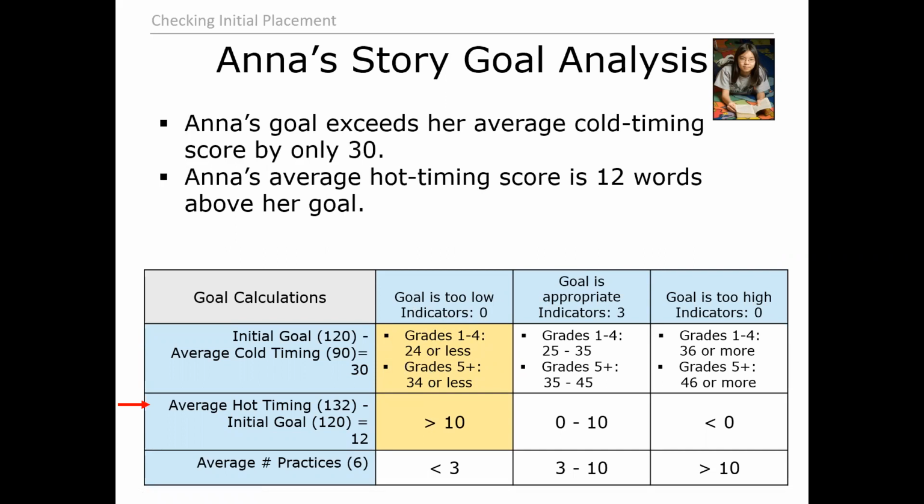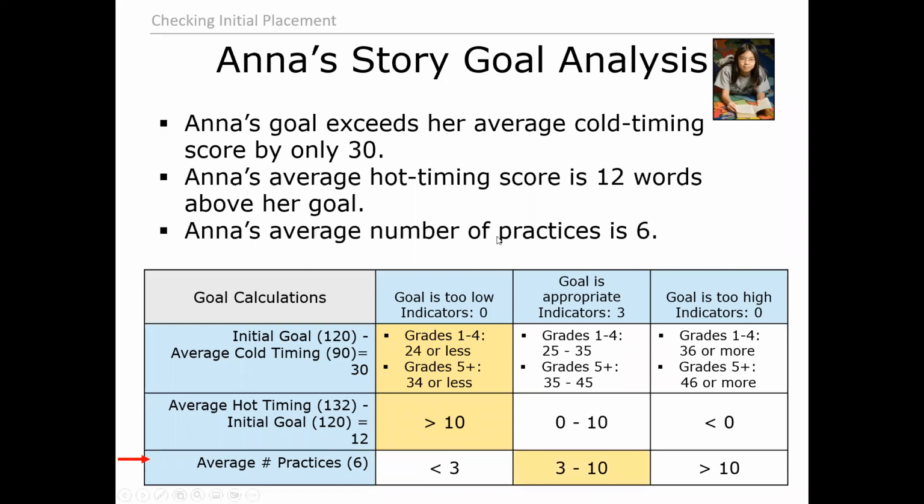And then the average hot timing, the goal, the relationship there, we want it to be less than 10 and it's 12. She's practicing the right number of times. So again, we have 2 shaded areas in the column that says the goal is too low. We only have 1 shaded area in the column that says the goal is appropriate. Okay. So that tells us we need to raise her goal a little bit.